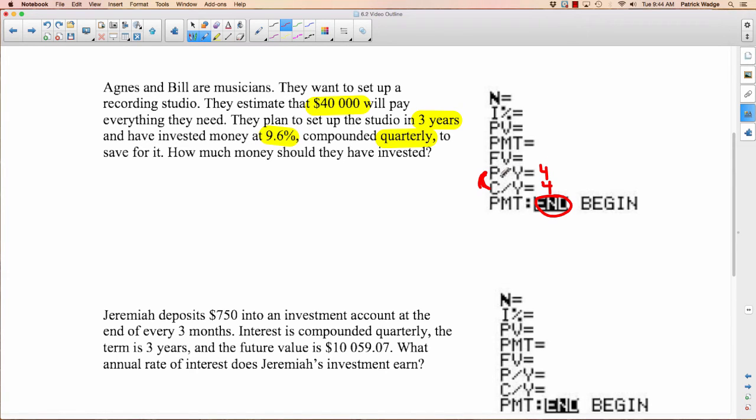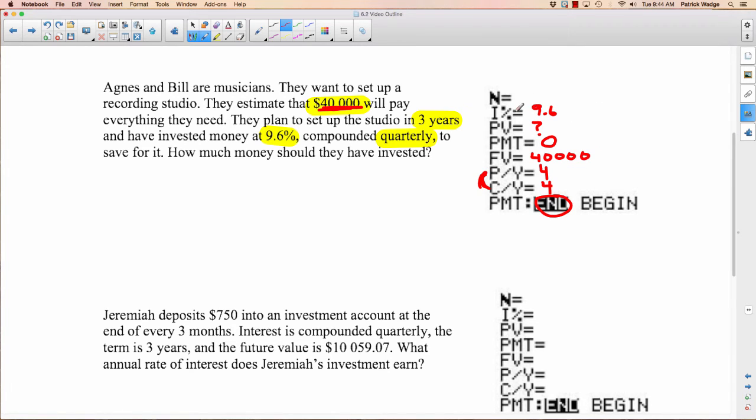Future value. Do we know the future value? Yes, in this case we do. They know that they need $40,000. That's how much they want to end up with. So $40,000 is the future value, not what they're starting with, what they want to end up with. Is there any payments in this question? No, no payments. What's the present value? We don't know. That's the question. How much should they invest? So that's my question mark. The percentage is 9.6%.